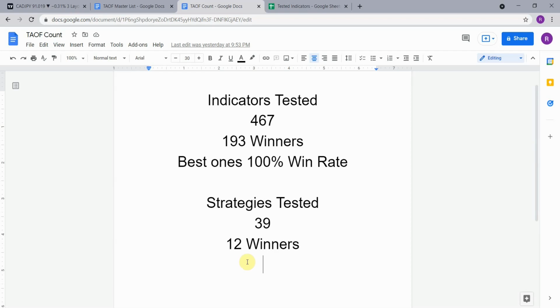Now you need to go back and watch those videos to understand the context of how they were able to achieve that. So go back and watch those videos and see what you can get out of those winning indicators. And keep in mind that we test all these indicators and strategies across the Forex market, but they can be applied to just about any market universally.